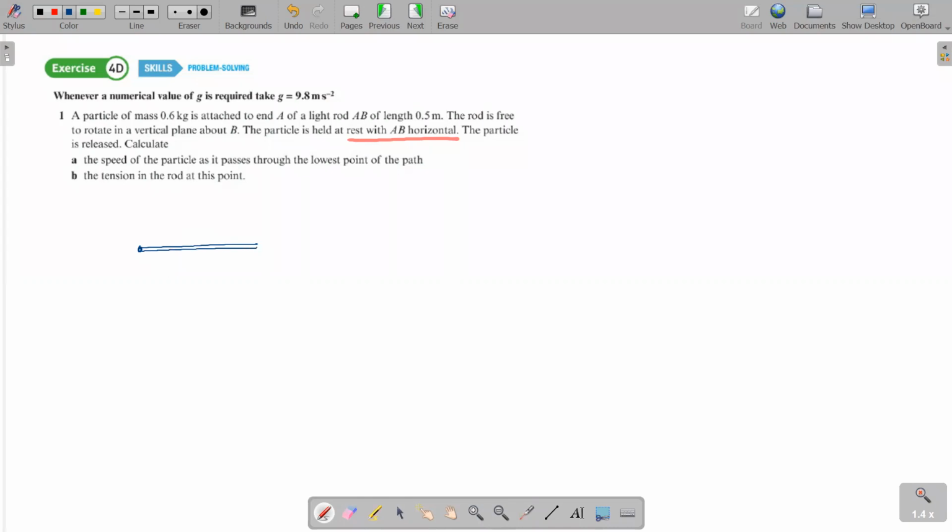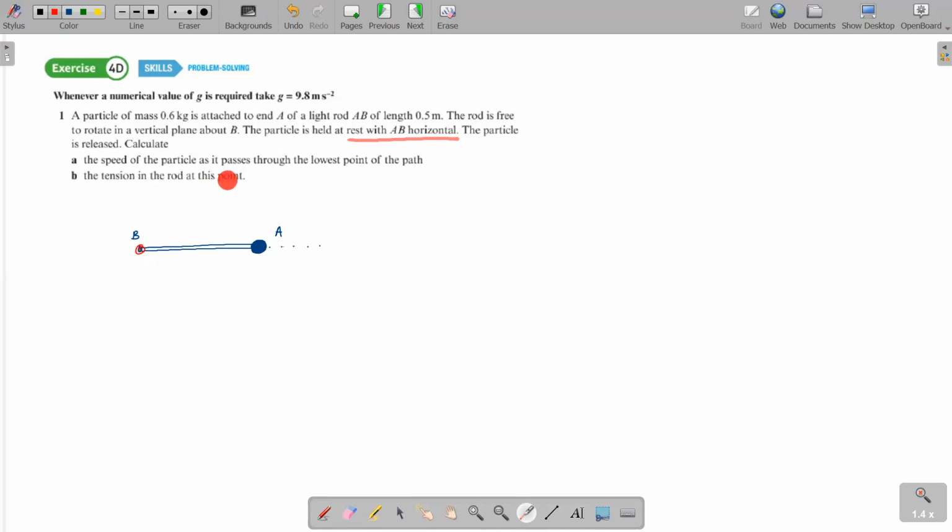Can you see? So this is the rod, and this is the point B. We'll say it's pivoted around B, right? And this is particle A. So initially it's horizontal, as you can see. Remember, it's fixed around B, so the point B is not moving anywhere. Point B is fixed.